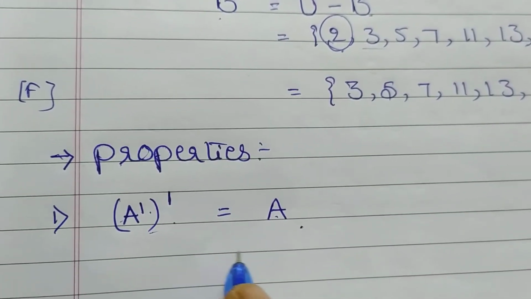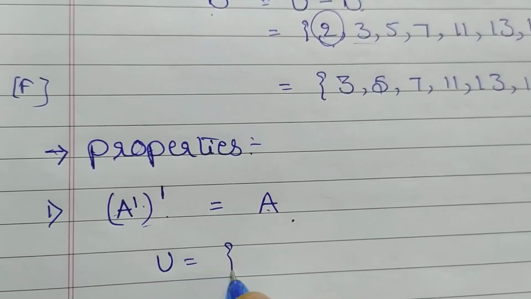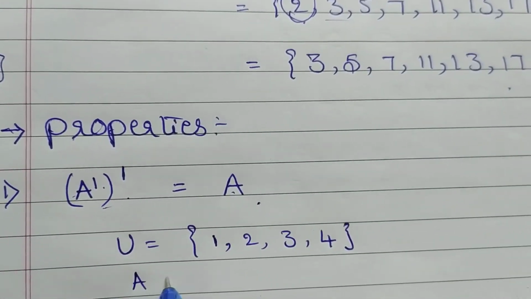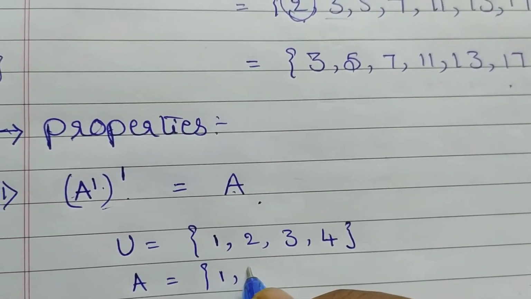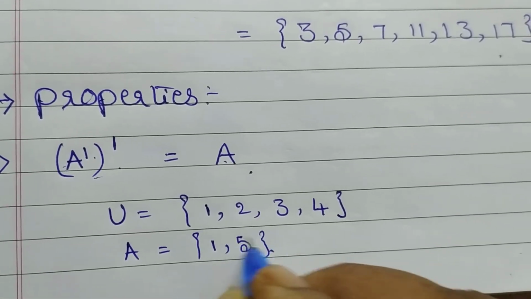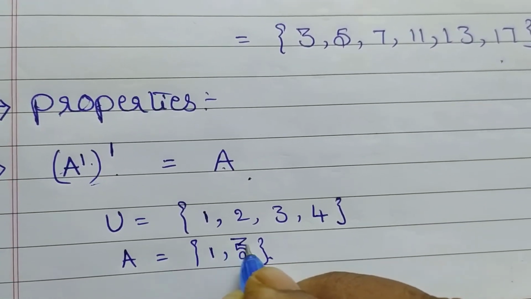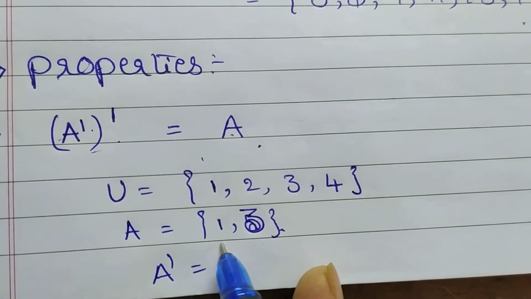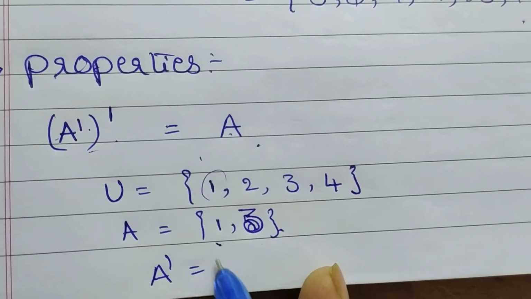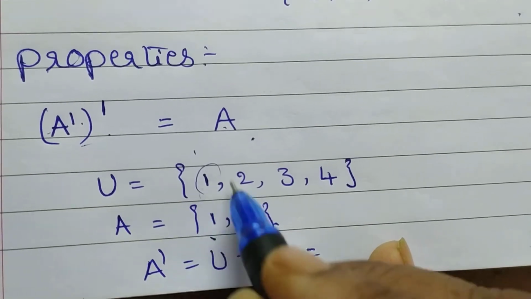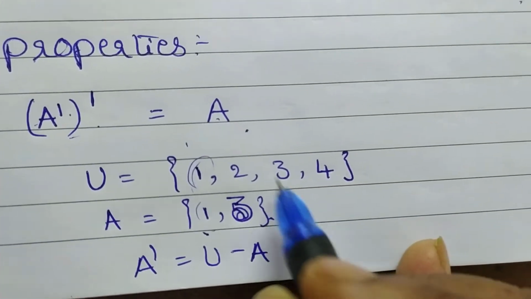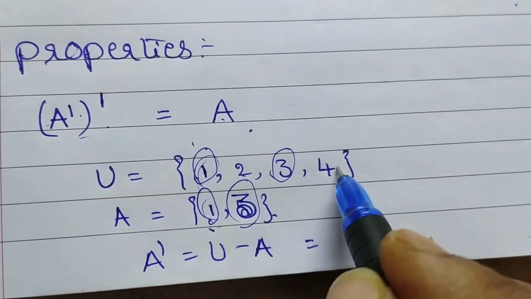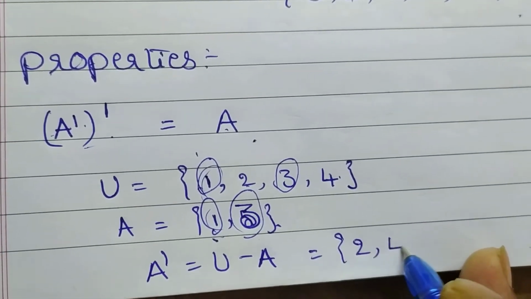So let us take a small example. Suppose U is the universal set containing 1, 2, 3, 4 only. And A is the set containing two elements, 1 and 3. The universal set should contain all things. Now A complement means the universal set minus A. Whatever is common we will round off. These two are common, similarly 3 is common. So what is left over in the first set is 2 and 4. So this is A complement.